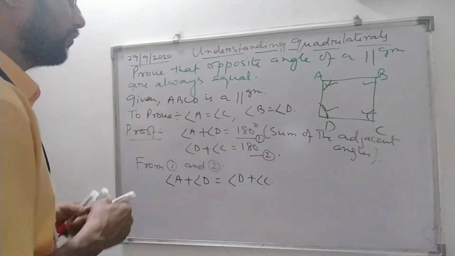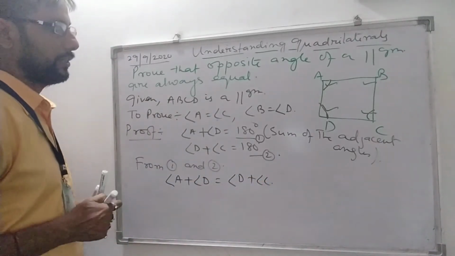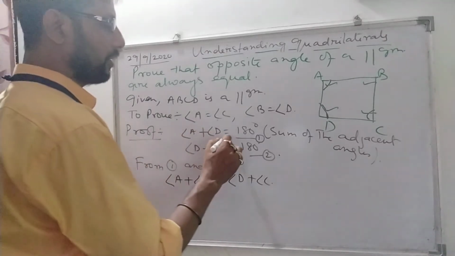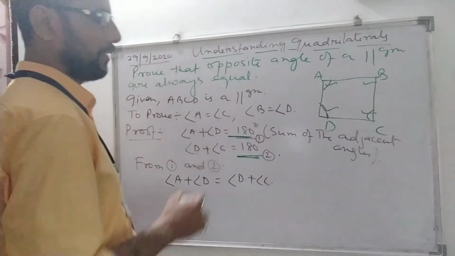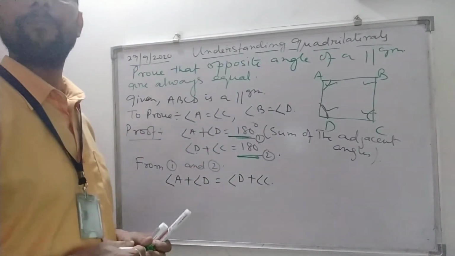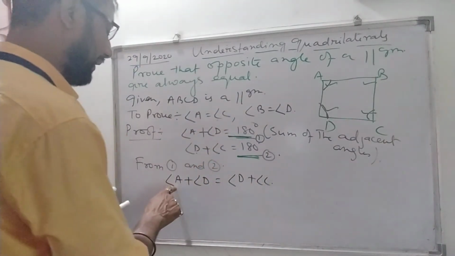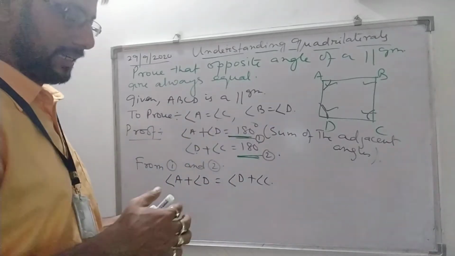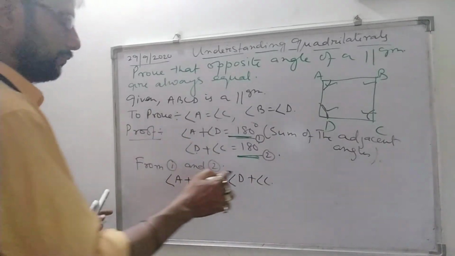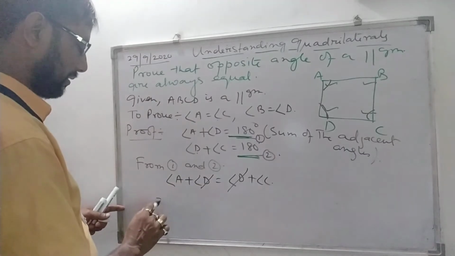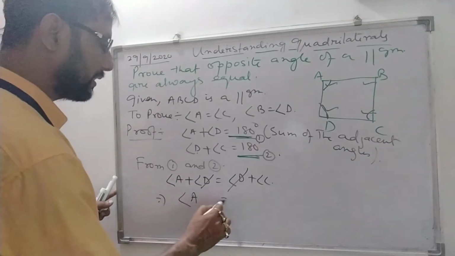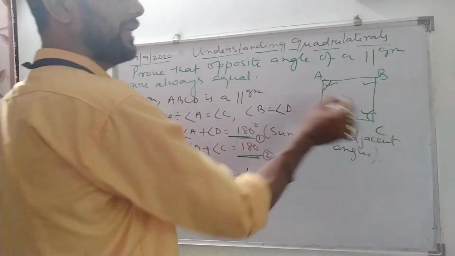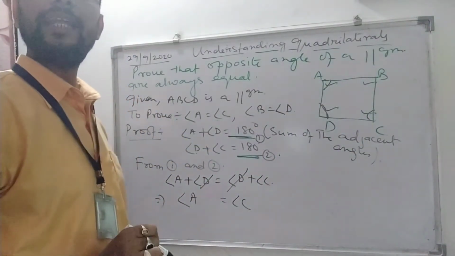Since both the values are 180, you can see here, students, angle A plus angle D is equal to 180 degree and angle D plus angle C is also 180 degree. Since both the values are equal, we can write angle A plus angle D is equal to angle D plus angle C. Now what can we do? We can cancel this. Implies angle A is equal to angle C. See, we got angle A and angle C are equal.